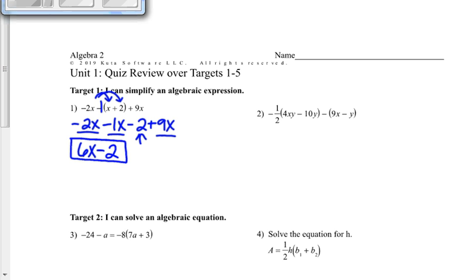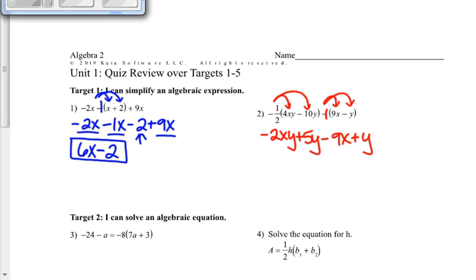Looking at number 2, I have two different sets of distribution that I'm going to have to work through. So working through this -1/2, distributing that to the first set of parentheses. -1/2 times 4xy would be -2xy. And then -1/2 of -10y would be a positive 5y. And then in a very similar way that I did on number 1, I'm going to pretend that there's a 1, so I'm going to distribute a -1 to these terms in the second set of parentheses.